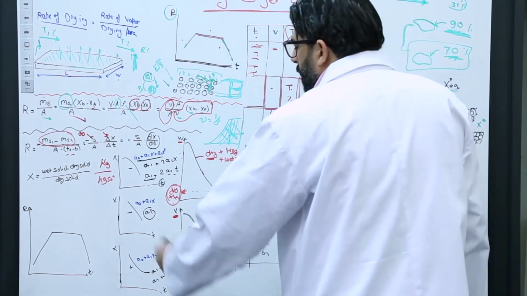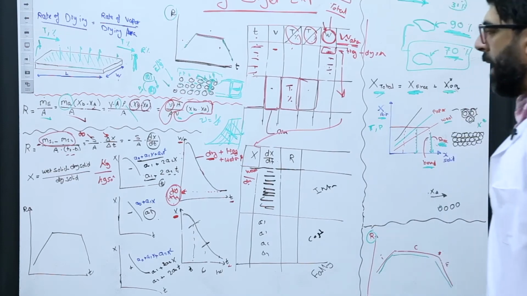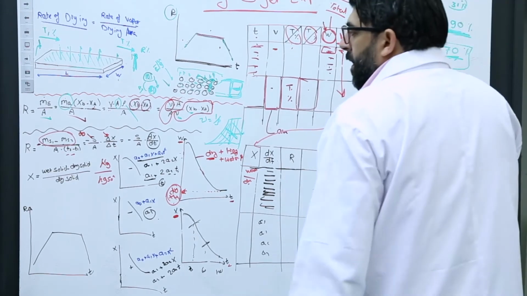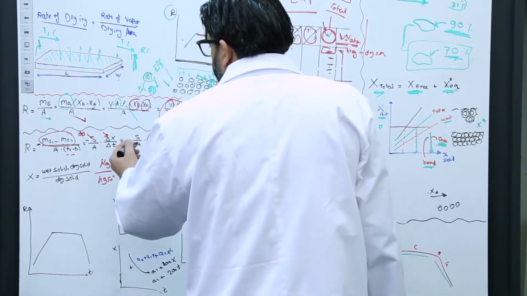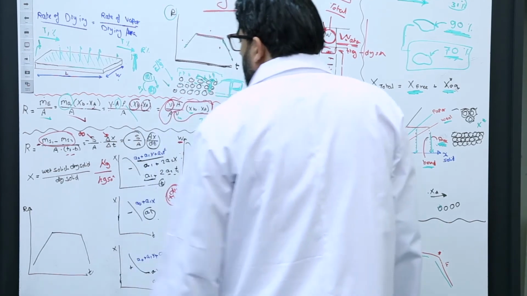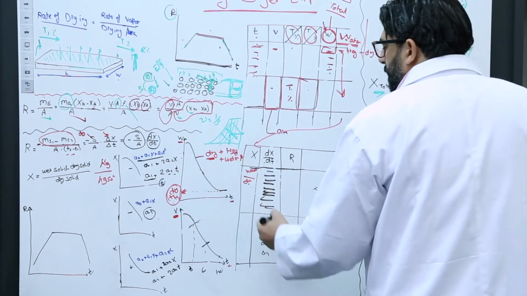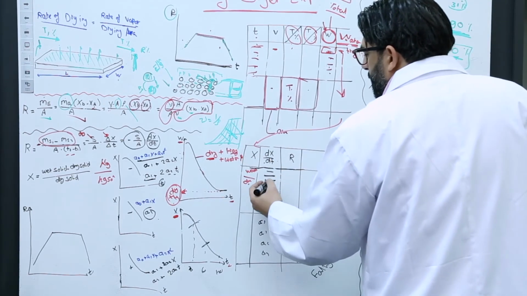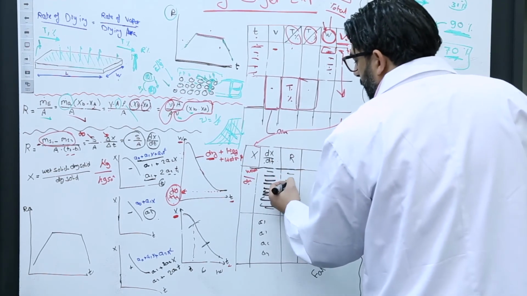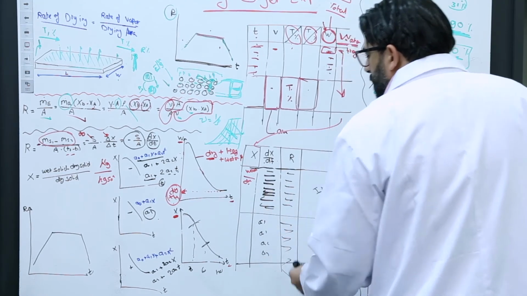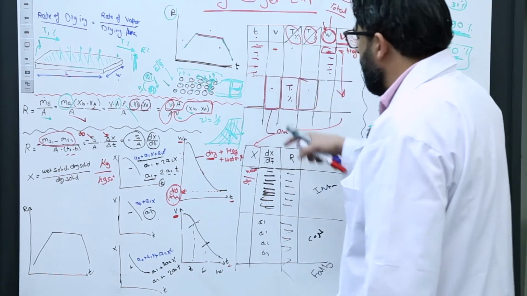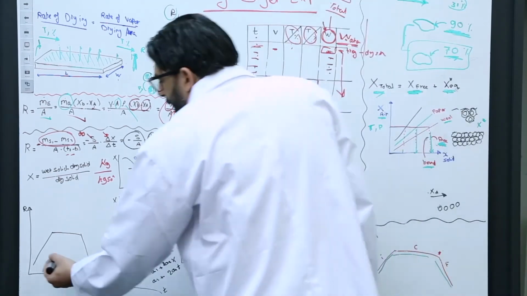And for the falling, you will do the same. Now you can find the rate equals minus dry solid over area of tray times dx over dt. So you will find this part. So finally, when you plot the rate against time, you get a curve like this.